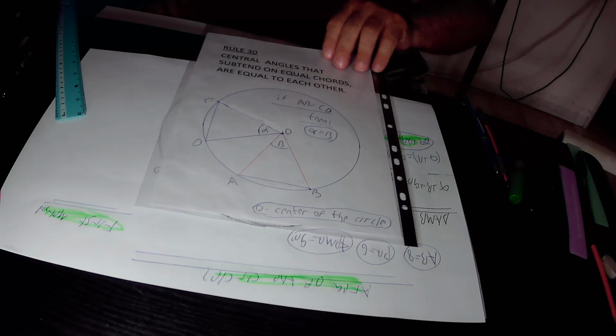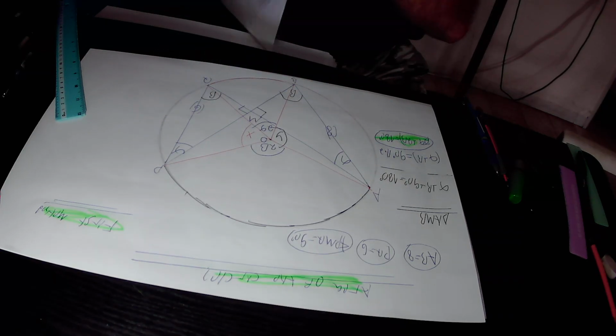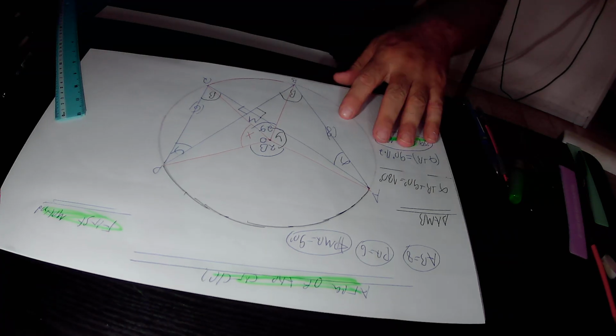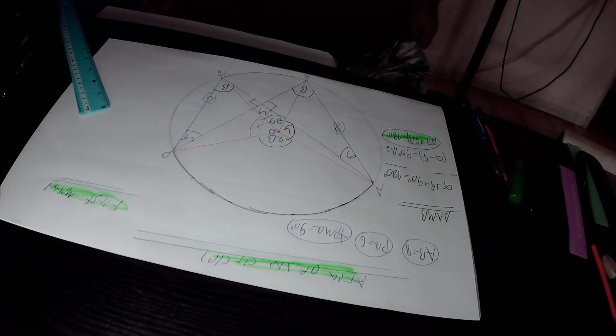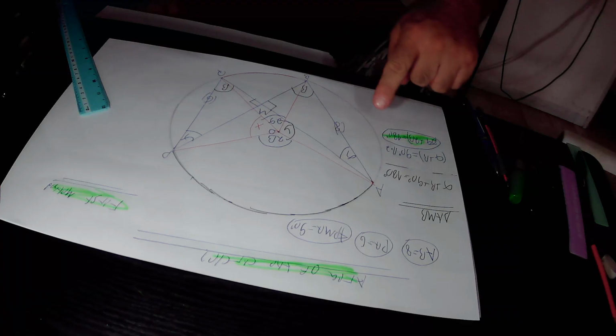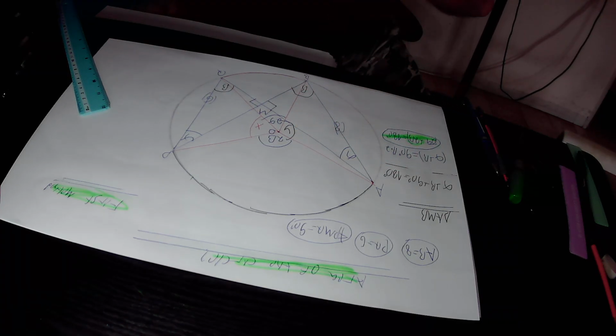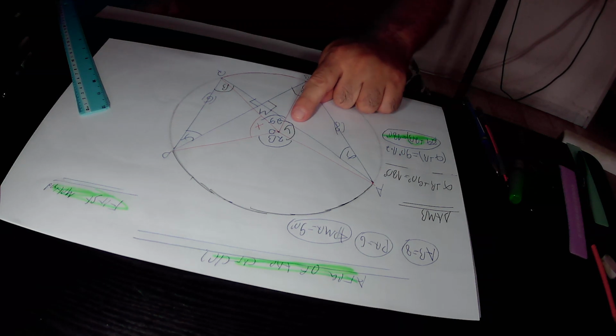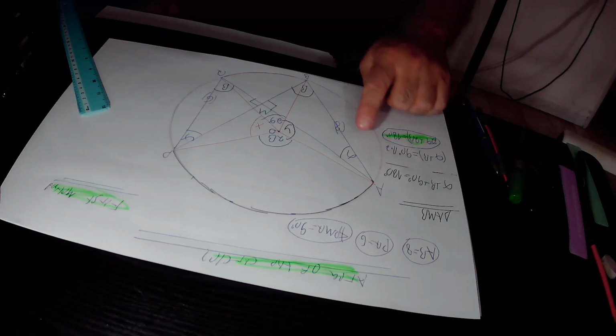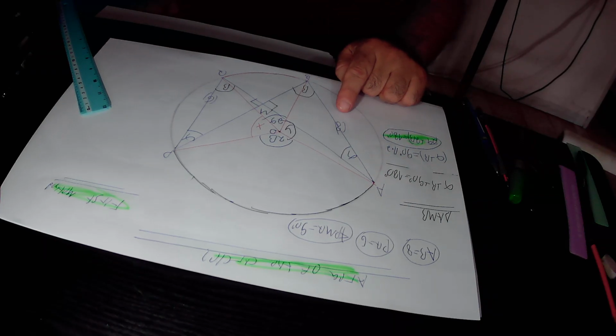So we can implement Rule 30 in our drawing. First of all, I'll copy this circle in a new page, and I'll copy this center angle AOB that equals y degrees in its size, with its chord AB that equals 8 units in its size.